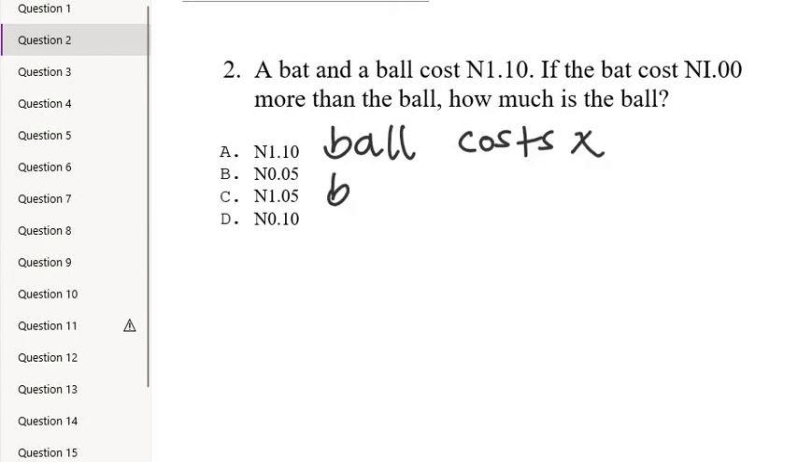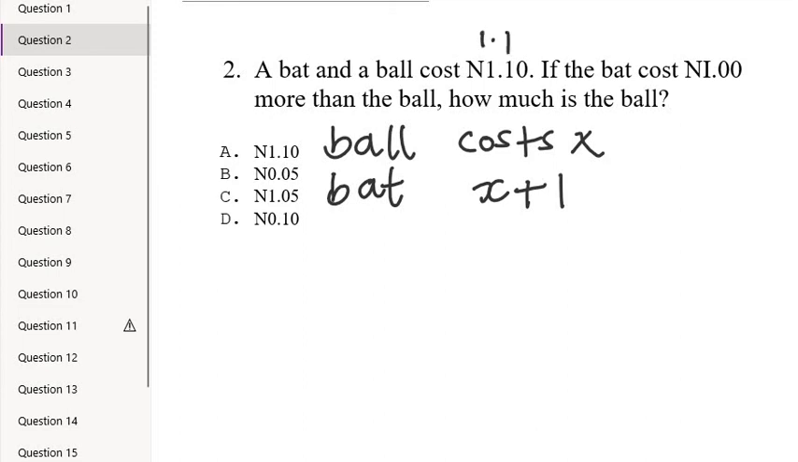Then the bat, the question says if the bat costs 1 naira more than the ball, so the bat will be 1 more than the ball. If the ball is x, then the bat will be x plus 1. That's 1 more than the ball. Remember I said let the ball cost x. The question says together both of them will cost 1.10, which is the same as 1.1.